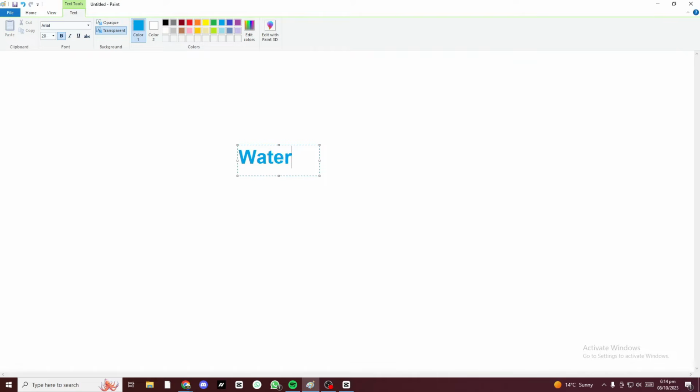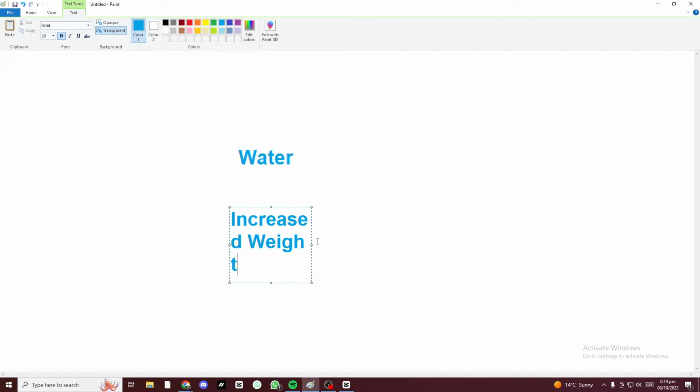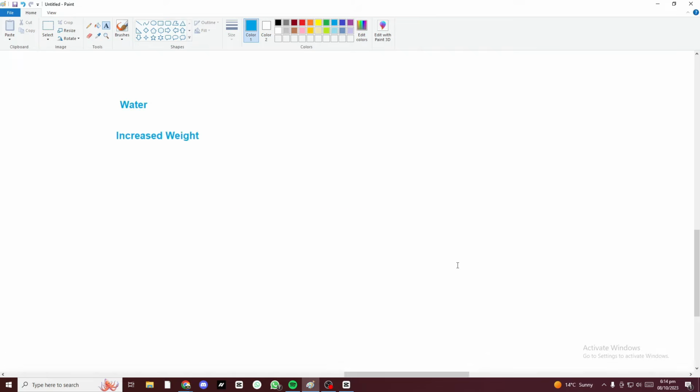So water increases the weight of a slope. Water adds weight to the soil and rock on slopes. This extra weight can make the materials more unstable and prone to sliding or collapsing downslope. So water increases the weight, which increases the likelihood of a mass movement.